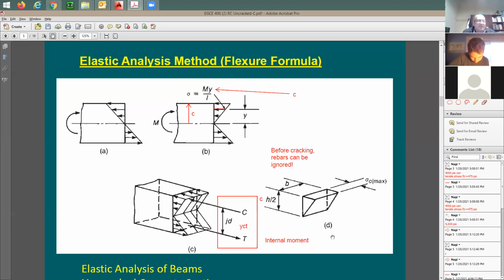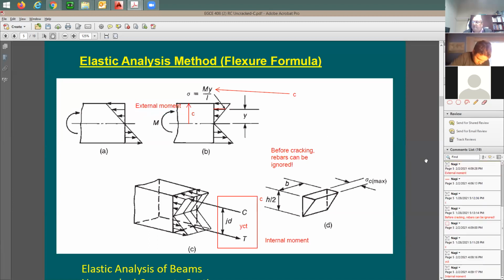All right, so where's the external moment? Do we have an external moment? I'm going to say, yeah, here's the external moment, the applied moment. So in this case, the external moment is going to be equal to the internal moment. And this makes sense because you need to satisfy equilibrium, right? Internal moment is going to be equal to the external moment for equilibrium.